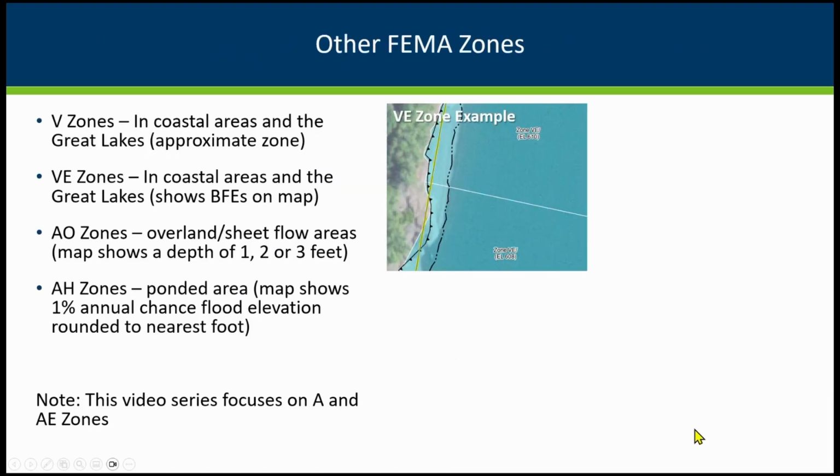There are some other FEMA zones that we won't get into detail in our series, but we want to mention so you're aware of these other zones. We have the coastal zones, which are called velocity zones or V zones. And we'll have the approximate ones where it just says V zones.